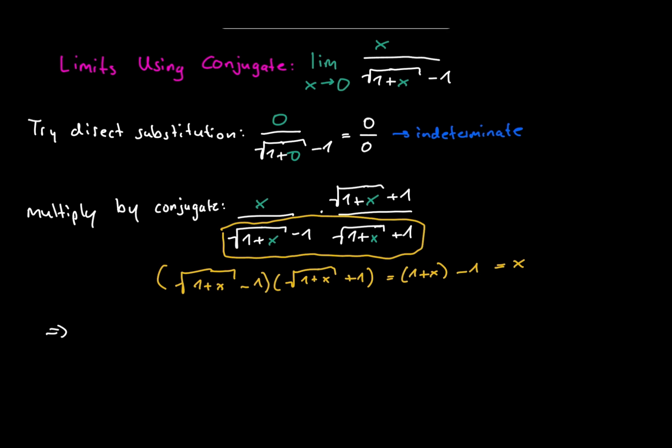Now rewrite everything. We get x times square root of 1 plus x plus 1 divided by x. Now we can cancel x. So the expression simplifies to square root of 1 plus x plus 1.